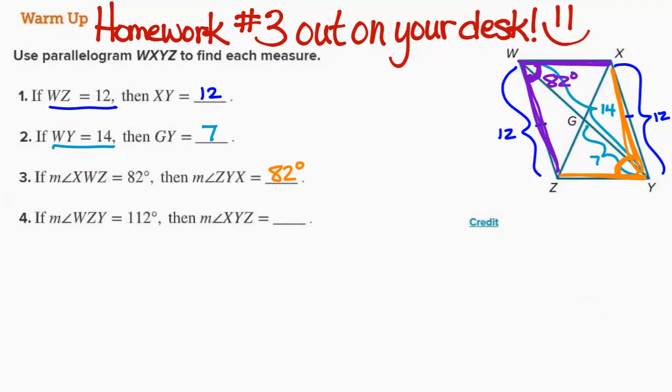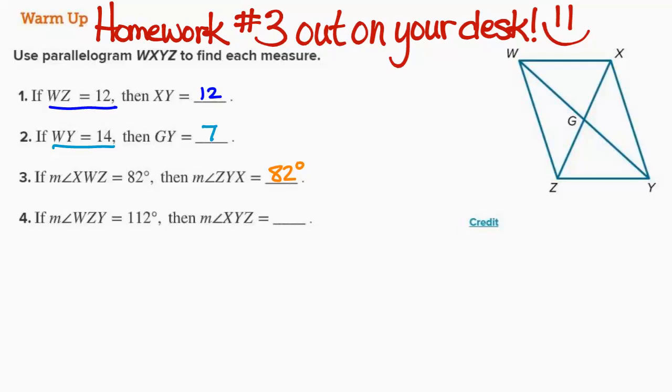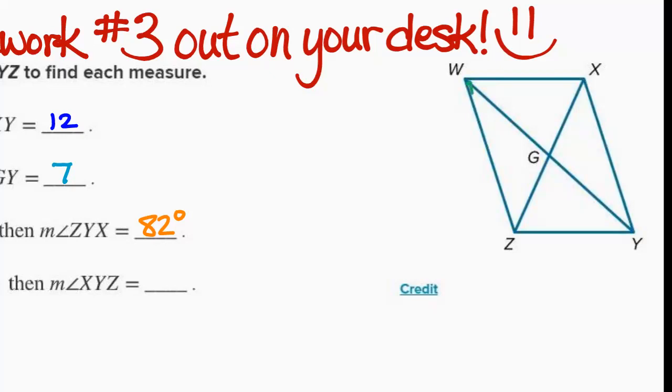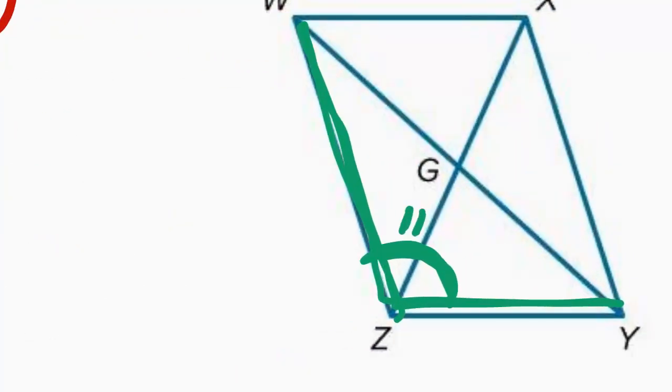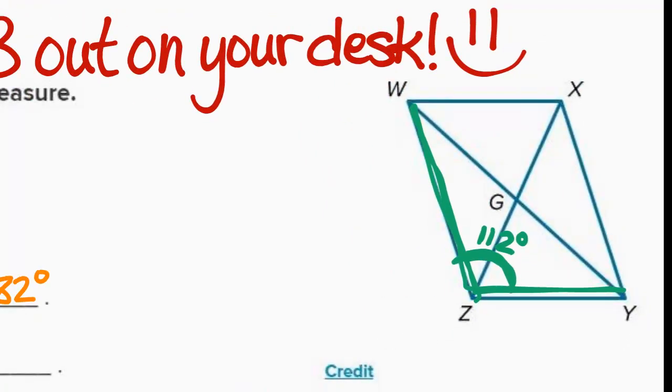And then the last one, I'm going to erase all the other markings on this picture so I don't get it too cluttered. If WZY, this big angle right here, is 112 degrees, what is the measure of angle XYZ? This angle right here. How big would that angle be?